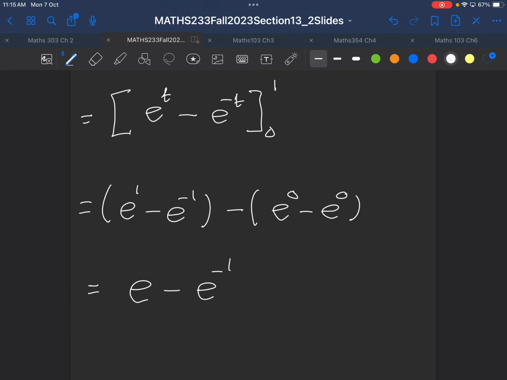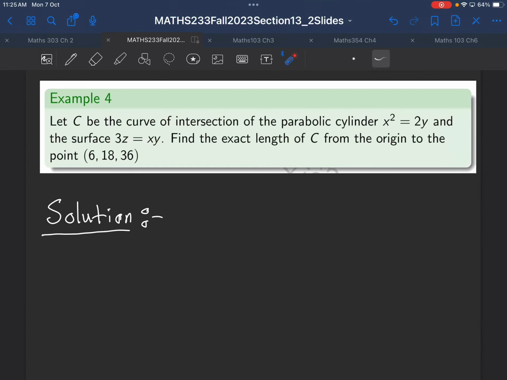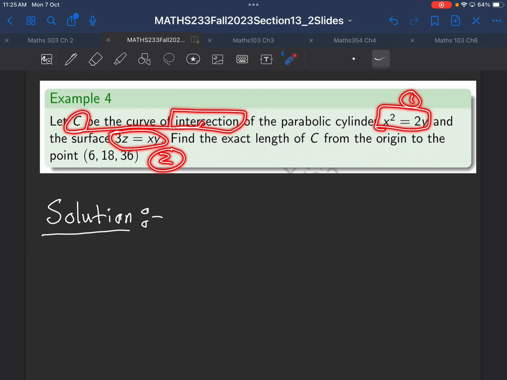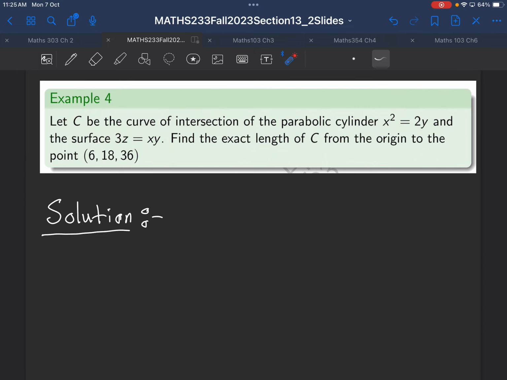So, in this example, my curve C is given to me as an intersection between 2 curves. This is the first curve, and this is the second curve. So if we compare this question with the questions before, I don't have x in terms of t or y in terms of t or z in terms of t, so I need to find them first. I need to find the parametric equation.